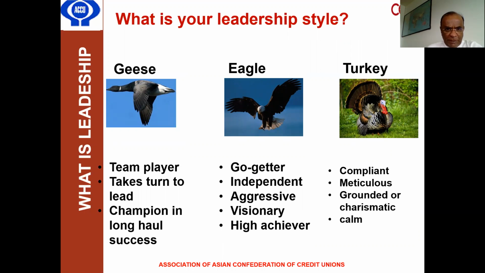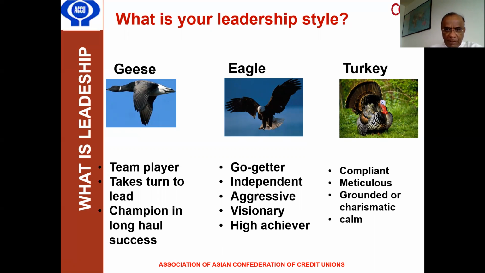Goose is a bird that flies all the time as a team player. They take turns to lead. That is the leadership of the goose style, which I will go into later. They are champions in long haul success, which means they are able to go for a longer period. That's good. I will go further.